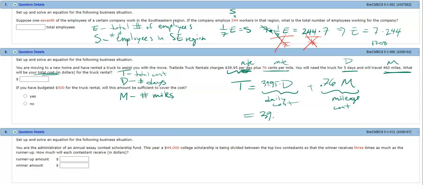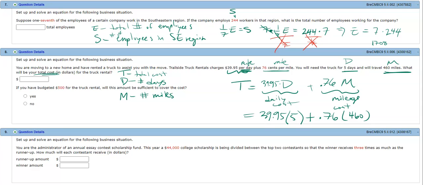It's going to be 39.95 times 5, plus 0.76 times 460. And so that will be the total cost. And then we're wondering, is $500 going to be enough? Well, you'll need to calculate this value and find out. Of course, you may have different numbers than these, so you'll need to calculate your own value.